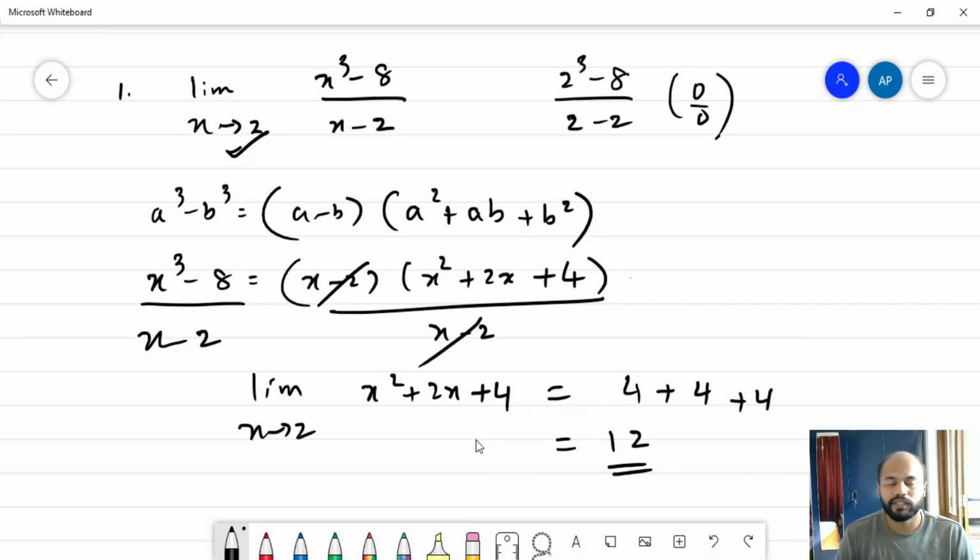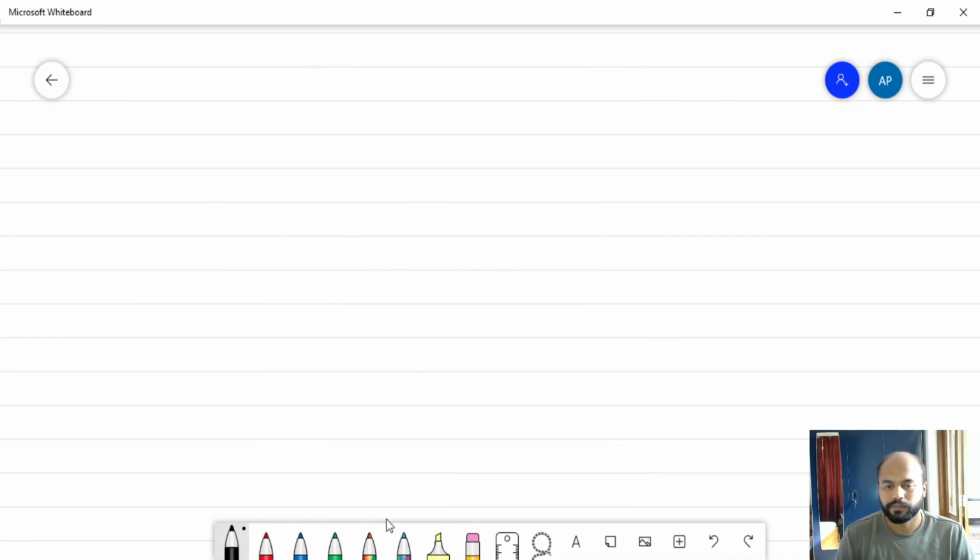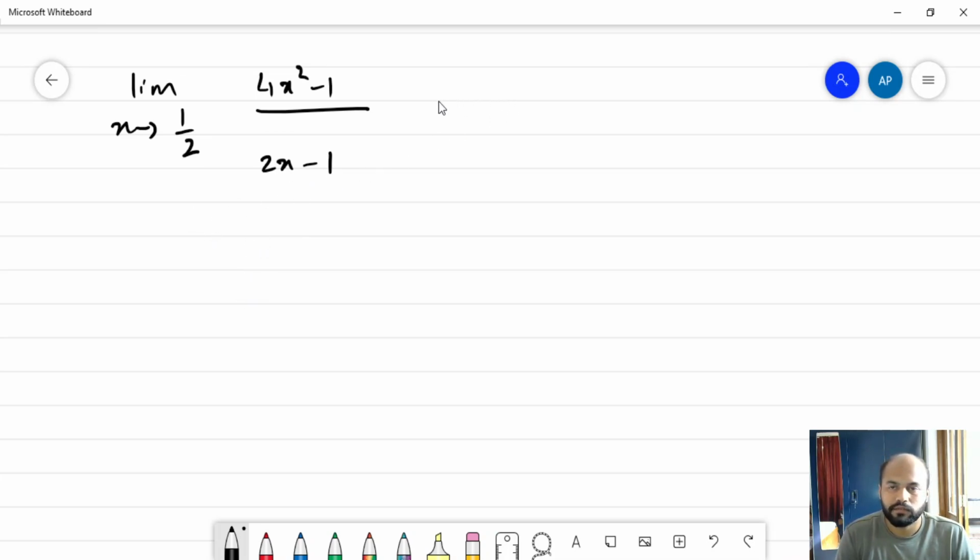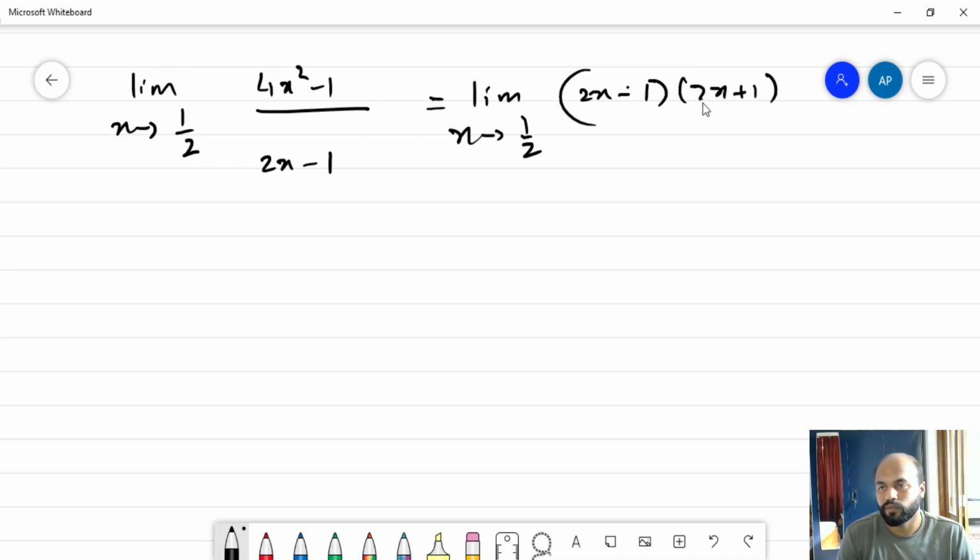So this is the method in which we have to evaluate such functions, that is by factorization. Let's take another example. So this time it's going to be limit x tending to half, 4x square minus 1 divided by 2x minus 1. So again, it's the same method. All that we have to do is factorize. So if we factorize this, we're going to get 2x minus 1 into 2x plus 1, because this is of the form a plus b and a minus b.